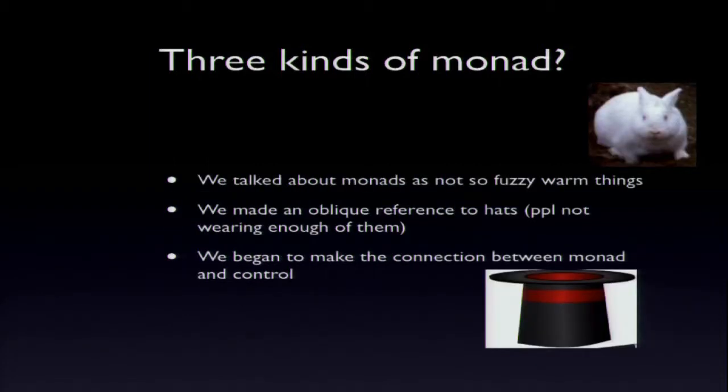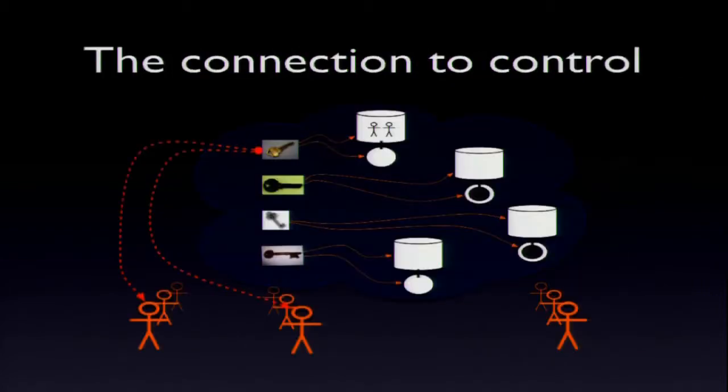Okay, so again, we talked about monads as not so fuzzy warm things, and in the middle of that video, we made an oblique reference to hats, okay? So you're wondering, why was this crazy, weird, oblique reference to people not wearing enough hats? And that's because we're in the process of making a connection between monad and control that is going to allow us to pull the rabbit out of the hat.